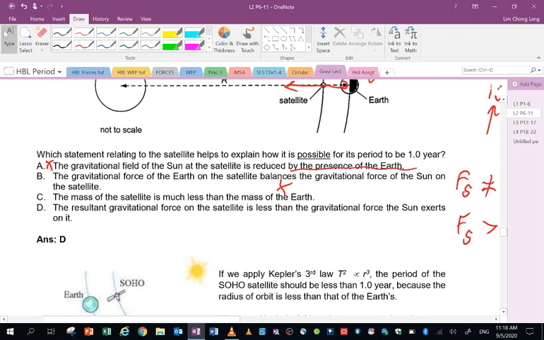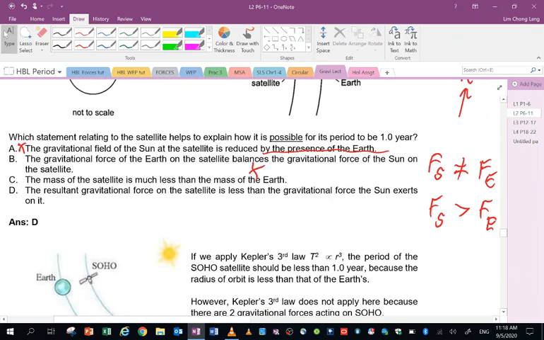C, the mass of the satellite is much less than the mass of the Earth. This statement is totally irrelevant because normally when you have a body going around another body, you know the mass of the satellite is not relevant at all.